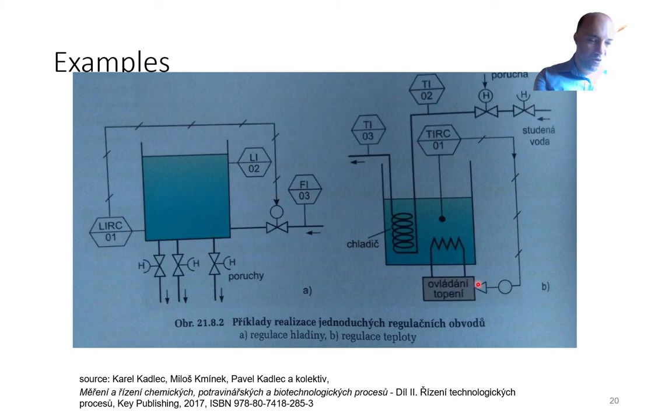Now this is like a generic symbol for actuator, and this would be my heater control. So this is the heating spiral, electrical most likely, and this would be the heater control. And my product that is going out here, that would be the water that I am heating in my tank. The water is going in like this. I can close it with a hand valve.